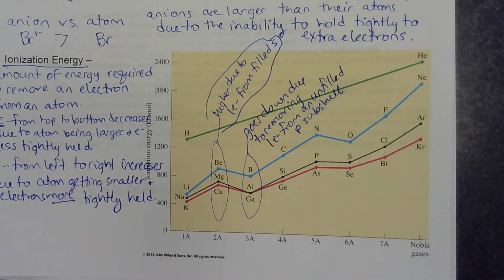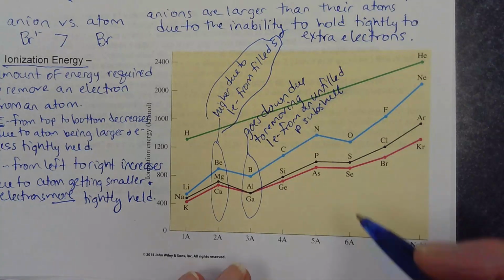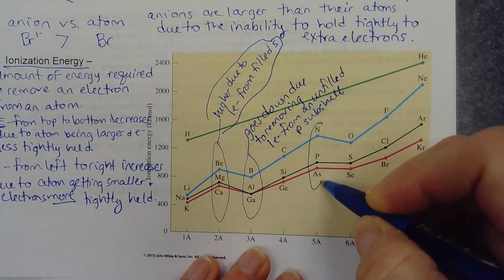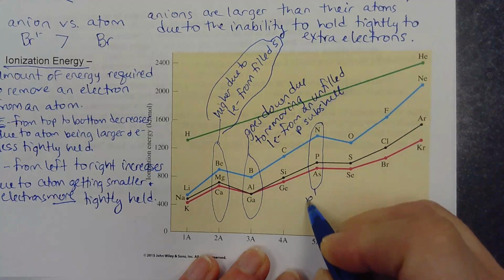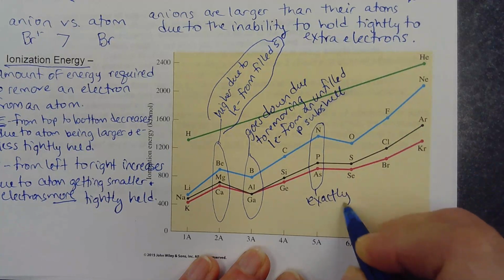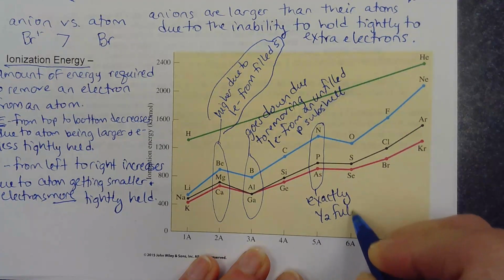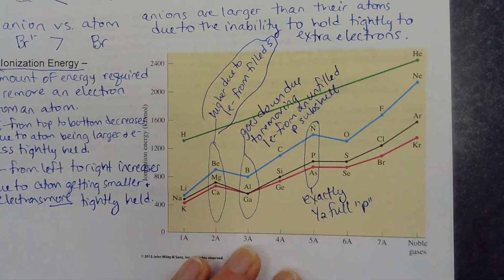Now, why do we have one more break? We have one more break. And I talked a little bit about this today when I talked about iron. Half full. Half full, that's exactly right. That's exactly what's going on here. Nitrogen, phosphorus, and arsenic are exactly half full P. Do you see that?